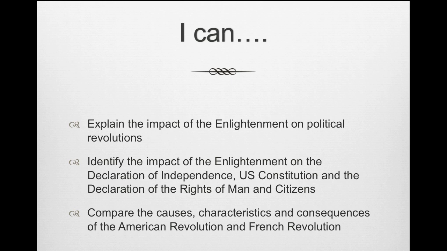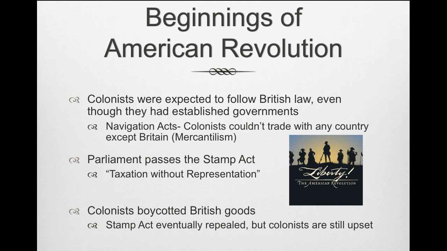I want us to be able to identify the impact of the Enlightenment on the Declaration of Independence, the United States Constitution, and the Declaration of the Rights of Man and Citizens. And I want us to be able to compare the causes, characteristics, and consequences of the American Revolution and the French Revolution. So going through this video, that's what we should be able to do by the end of the notes.